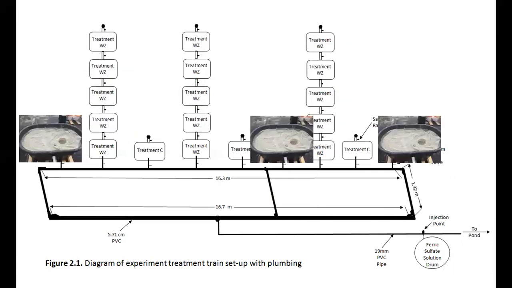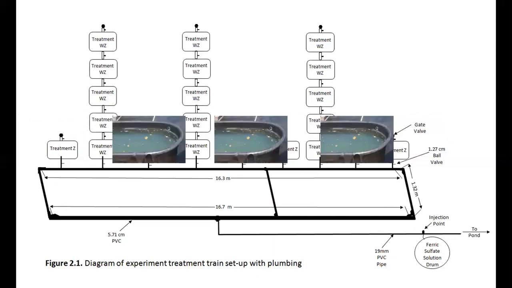Okay, and now this is showing treatment Z, which is just 1 zeolite tank filled with 8 cubic feet of zeolite. The woodchip tanks were filled with 8 cubic feet of woodchips. And then treatment C is the water-only control, just a 100-gallon tank filled with water.